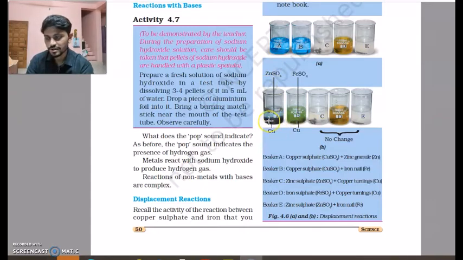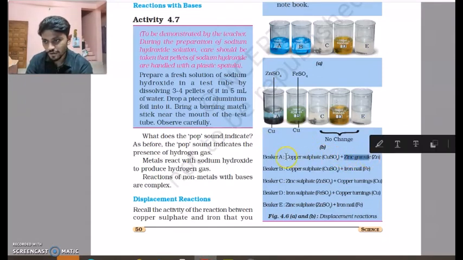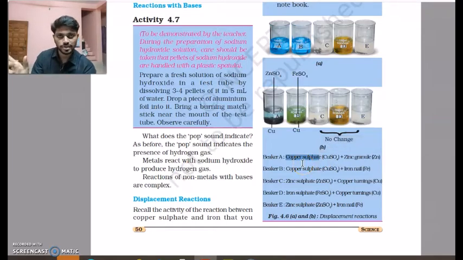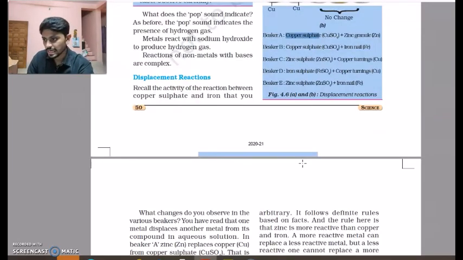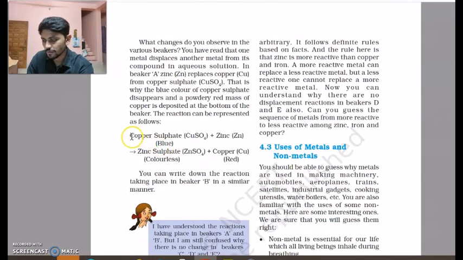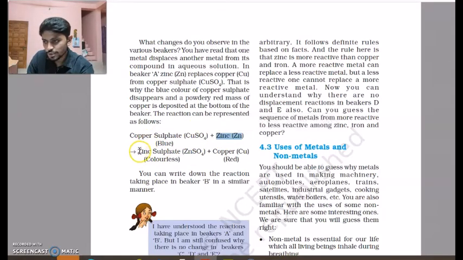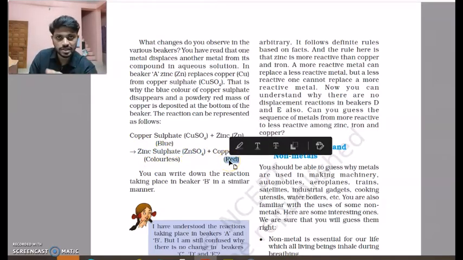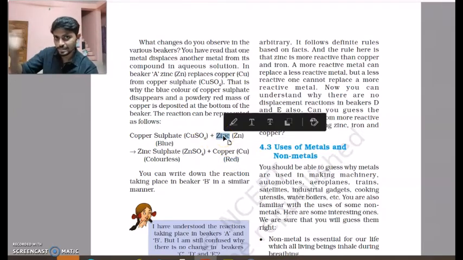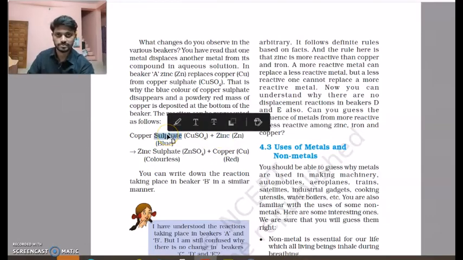dark grayish. Why this happens is because the zinc which was added reacts with the copper sulfate solution and replaces copper from it. And this can be seen here in the form of a chemical reaction. When we add copper sulfate and zinc together, zinc replaces copper. So we have a new solution called zinc sulfate, and we have copper which is deprived from copper sulfate. So we can say that the zinc displaced the copper in copper sulfate solution.